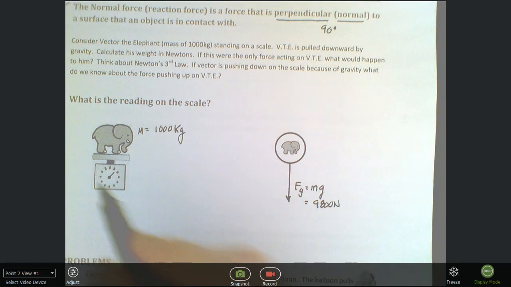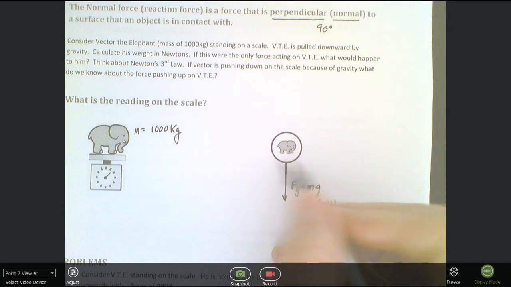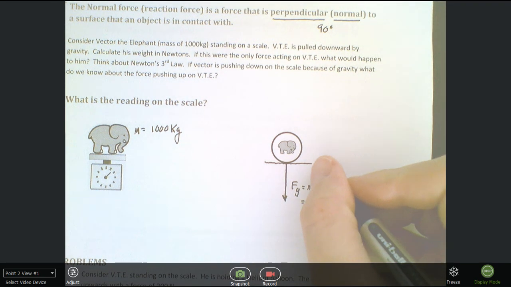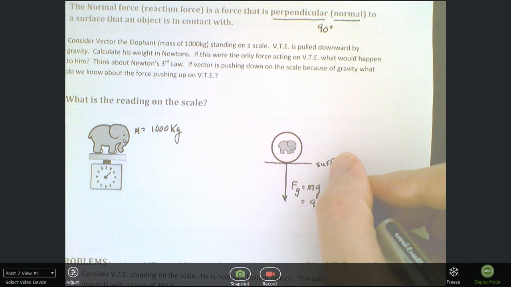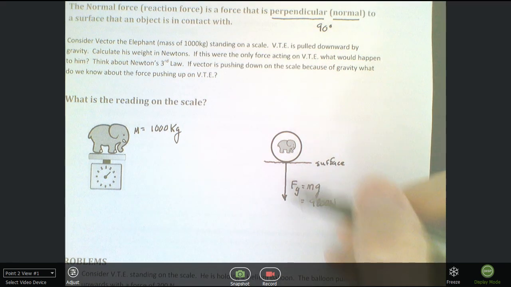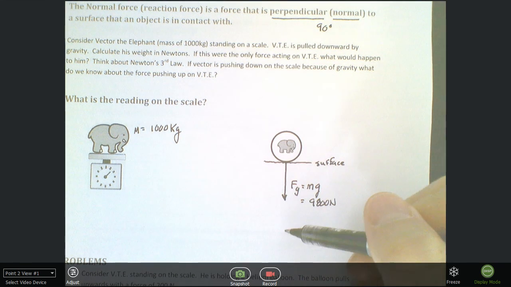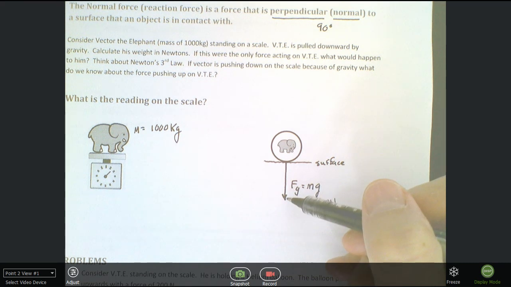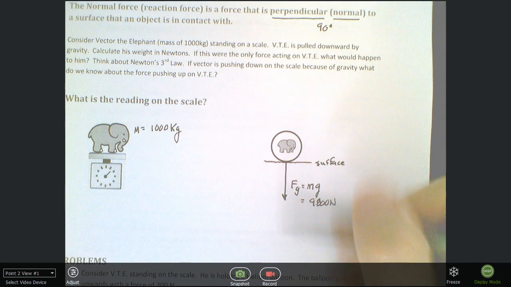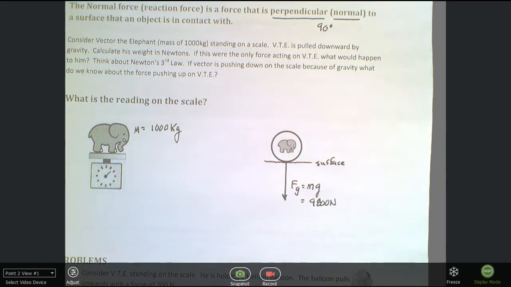Now, what I like to do, if I know that this object is touching the surface, I like to draw a surface. Okay? You don't have to, but I like to do it just so I remember. I don't write the word surface, but I just remember, oh, okay, he's touching the surface. Now, if this was the only force acting on this elephant, he would accelerate down to the ground at 9.8 meters per second squared, picking up 36 kilometers per hour of speed every second that goes by. He's going to rip through everything, just accelerate down. That's not happening. He's standing on a scale.